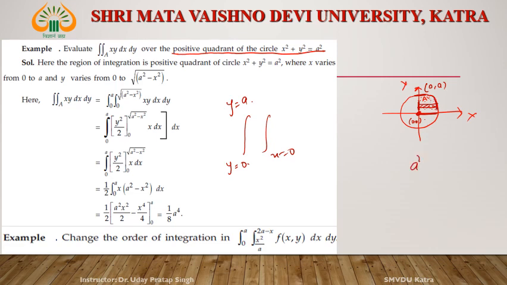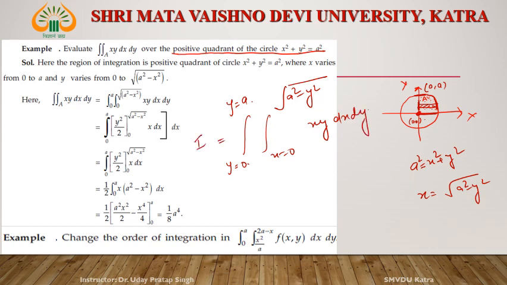What is the equation of the circle? a square equal to x square plus y square. Then what is x equal to? Square root of a square minus y square. So xy dx dy, what is this? This is equal to y. Okay, so evaluate this integral first with respect to x and then with respect to y, and find the value of the integral.